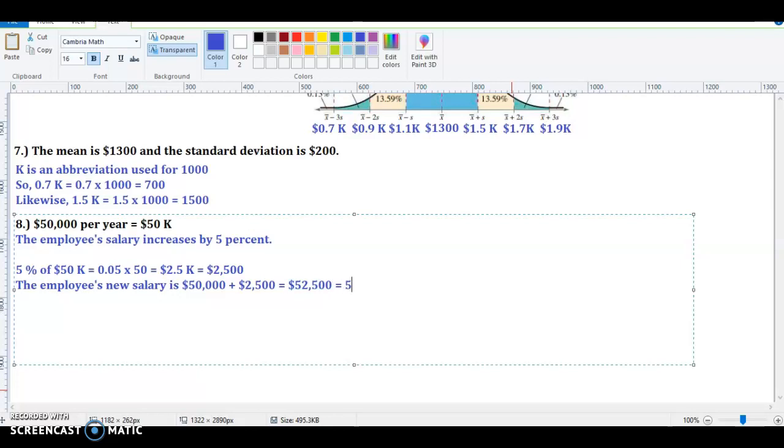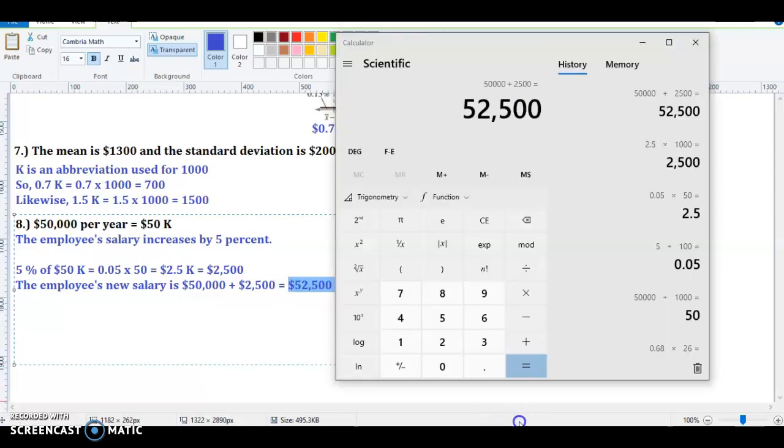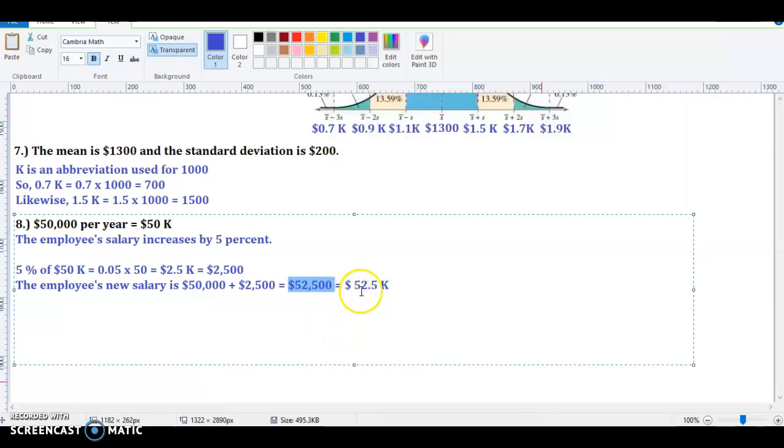We can rewrite that as 52.5K. To abbreviate it and express the employee salary in thousands of dollars, we take the 52,500 divided by 1,000. So we get 52.5 and write that as 52.5K.